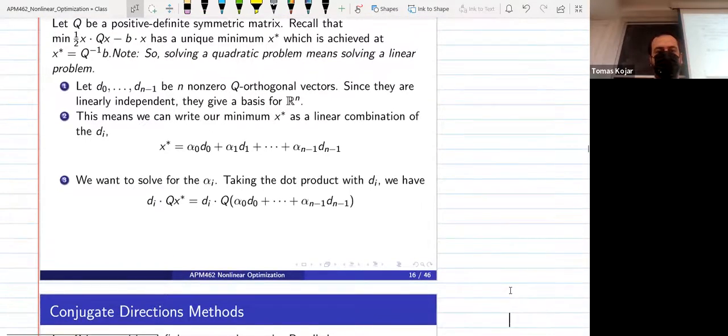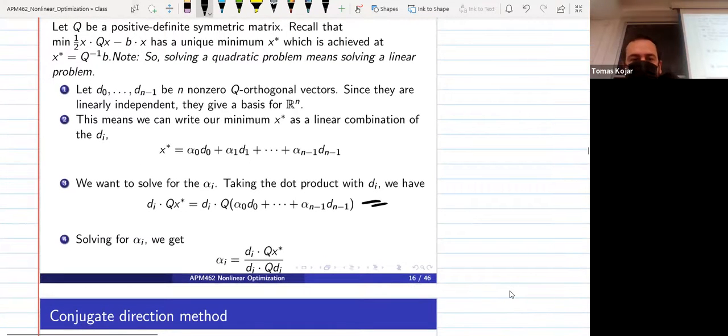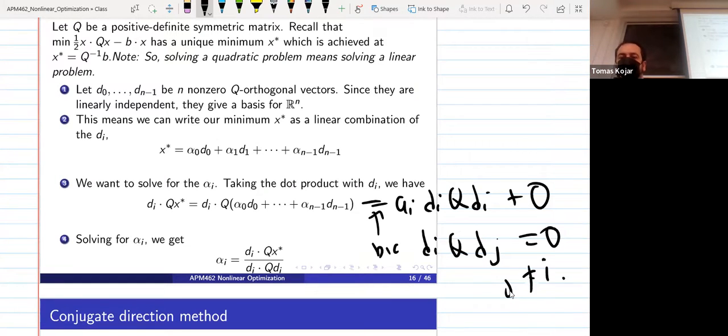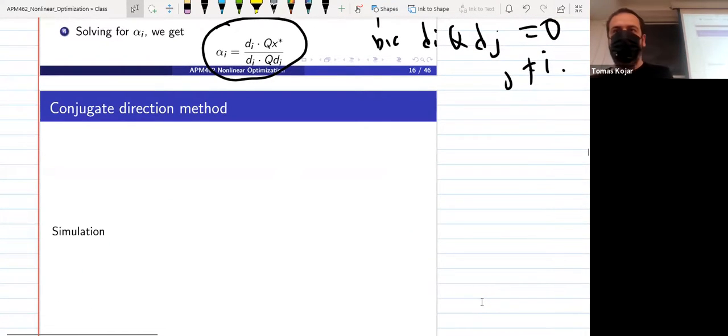And how do you do that? Like before, when I take the dot product, by orthogonality, what do I know? I have a_i d_i, d_i plus a bunch of zeros, by orthogonality. So this is the coefficient you are looking for. Okay, I'll do the simulation after. So let's take a break.